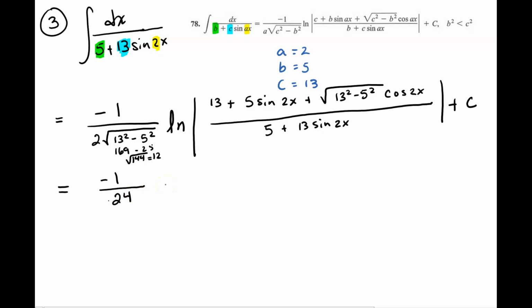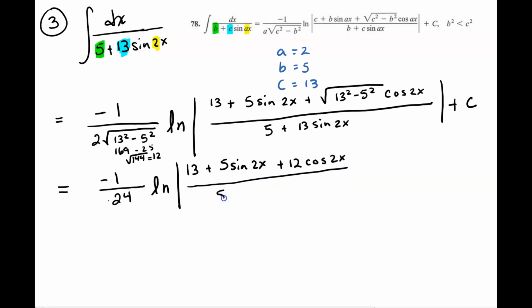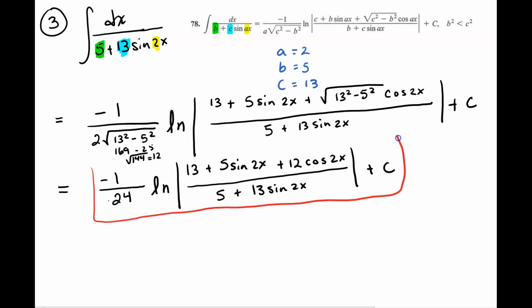All right, we've got that part down. We've got the natural log of the absolute value. We've got 13 plus 5 sine 2x. We figured out that that whole square root thing just works out to be 12. So plus 12 cosine 2x over 5 plus 13 sine 2x, close the absolute value, plus our constant of integration, and we are done with this problem. We've integrated it. All right, so really nothing to it.